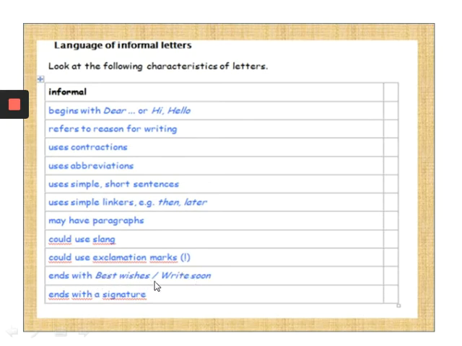Okay, it ends with best wishes, write soon. Okay, best wishes, comma, write soon, comma, yours truly, yours loving, your loving son or daughter, comma. And finally, it ends with a signature, that is your name. I hope I have made things clear.